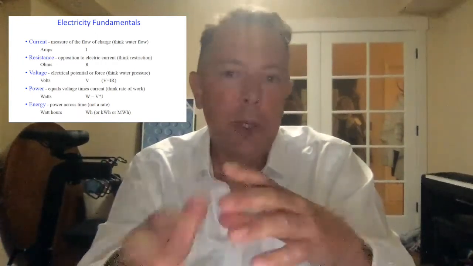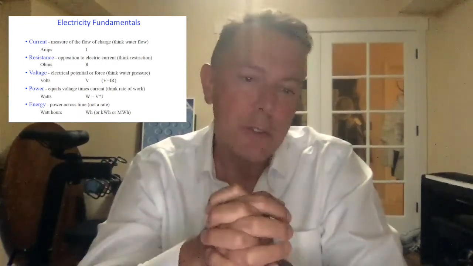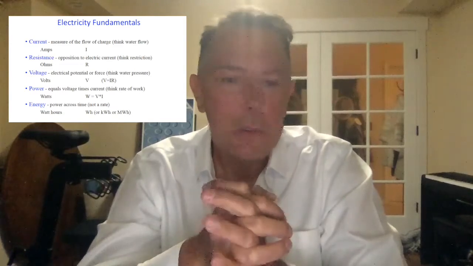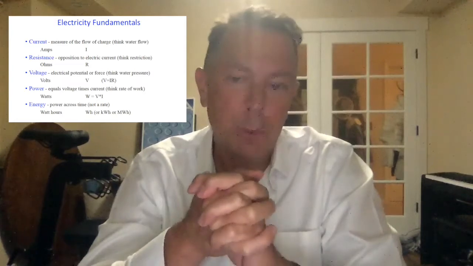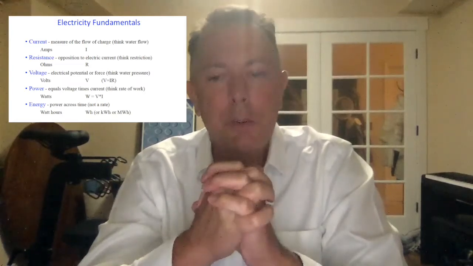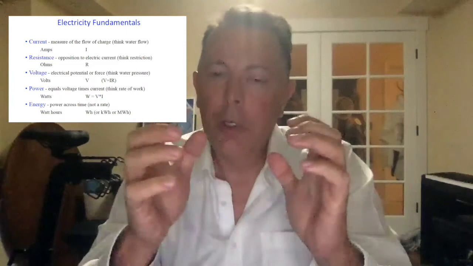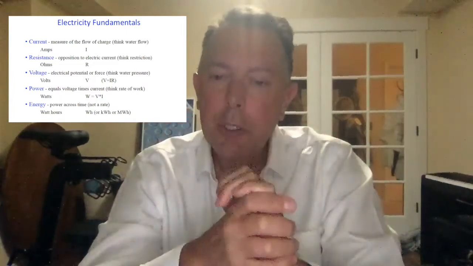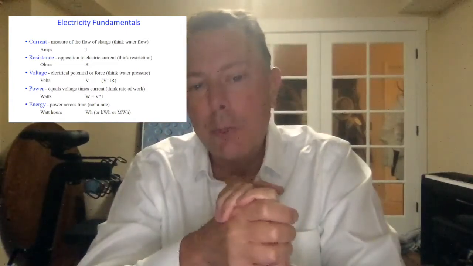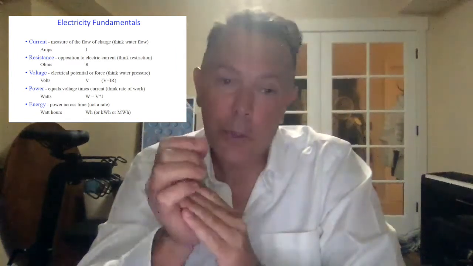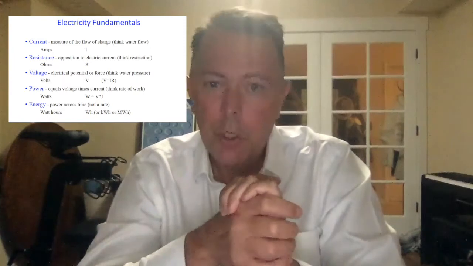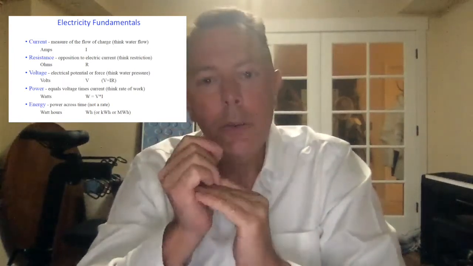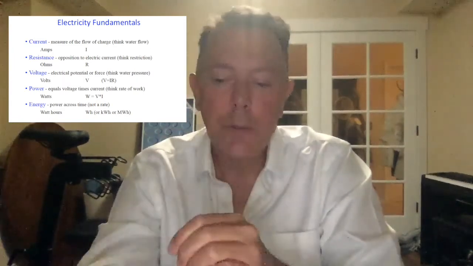The next concept to talk about is that of resistance. This is simply the opposition to the flow of that current, or the opposition to the flow of electrons. This is really just a restriction, just as a hose might be restricted. The same kind of concept applies in electricity. And here we use the term ohms and the letter R to represent resistance.